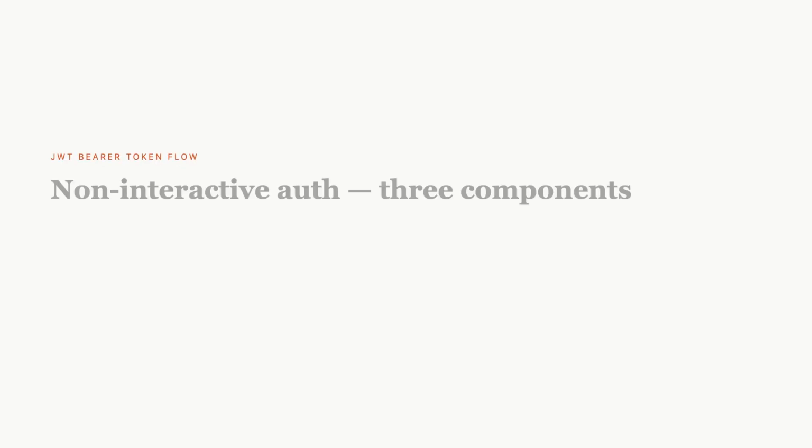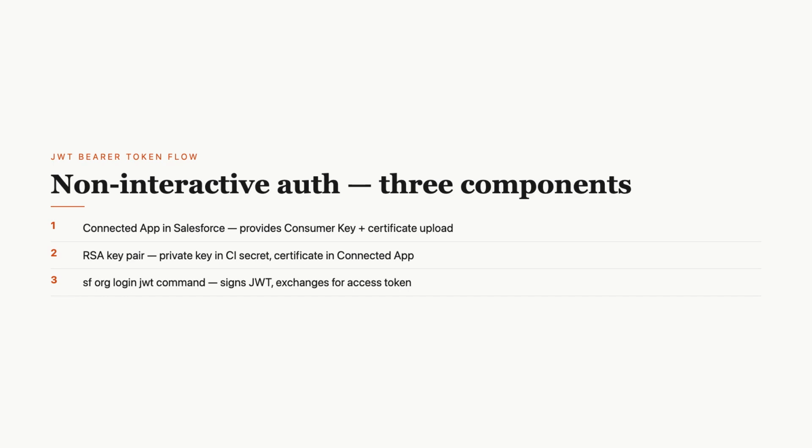It sends this JWT to Salesforce's token endpoint. Salesforce validates the JWT's signature using the corresponding public certificate stored in a connected app. If validation succeeds, Salesforce returns an OAuth access token. The CLI can then use this access token for all subsequent API calls. The entire exchange happens programmatically, no browser, no user interaction required.